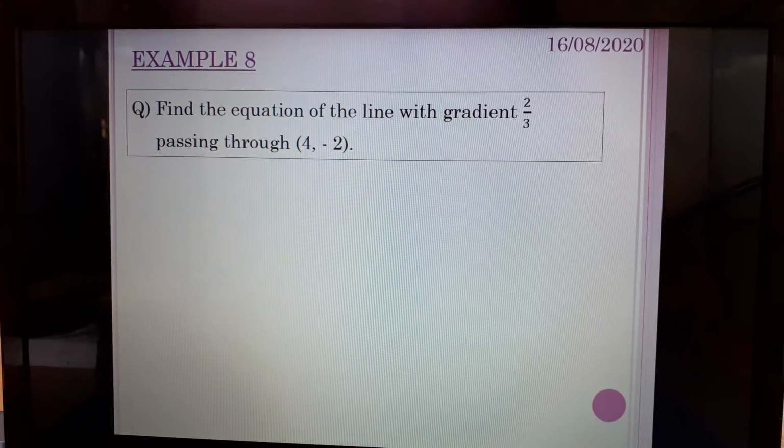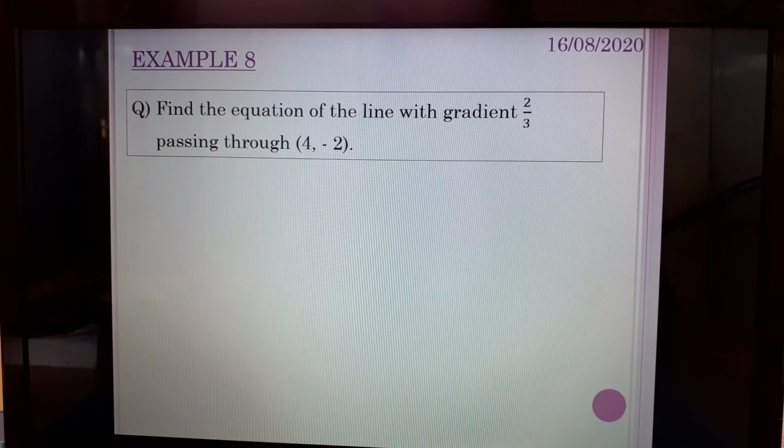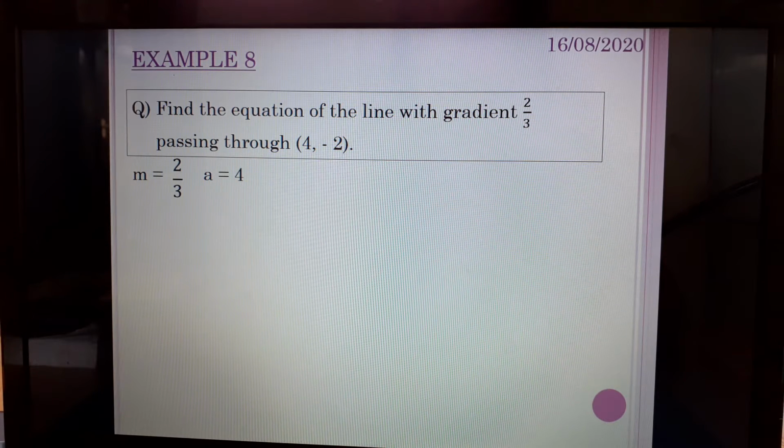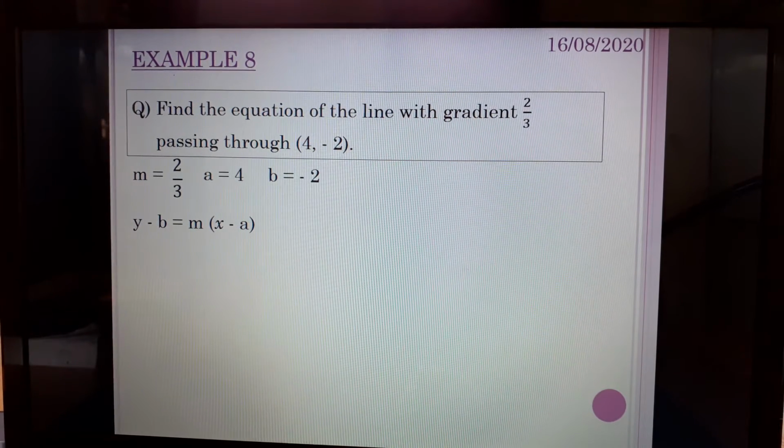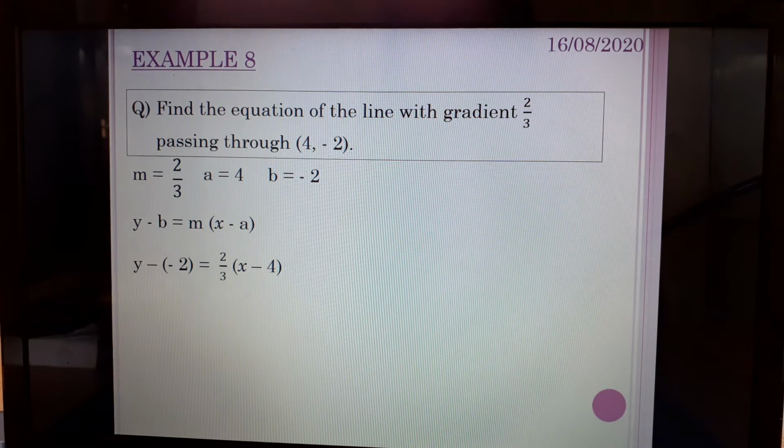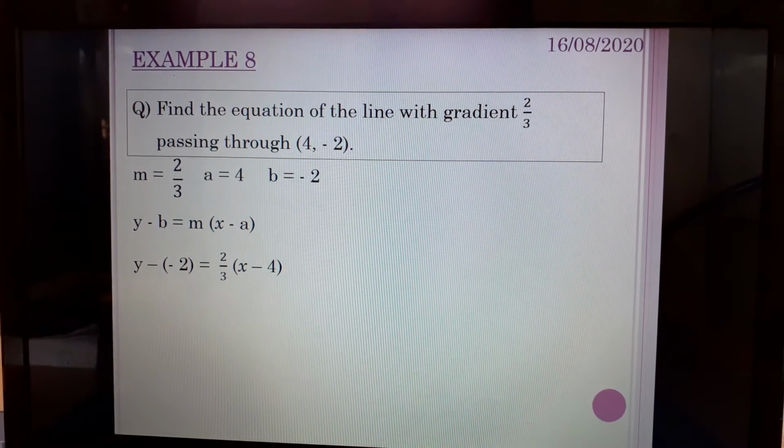So here's an example. Find the equation of the line with the gradient 2/3 passing through the coordinate (4, -2). So we've got the gradient and we have our coordinate. Remember, we'll take that as being the a and the b from the equation. So the a is 4 and the b is negative 2. So y minus b equals m bracket x minus a. Substitute in your gradient, your a and your b. Watch out for double negatives. y minus minus 2 equals 2/3 (x minus 4).